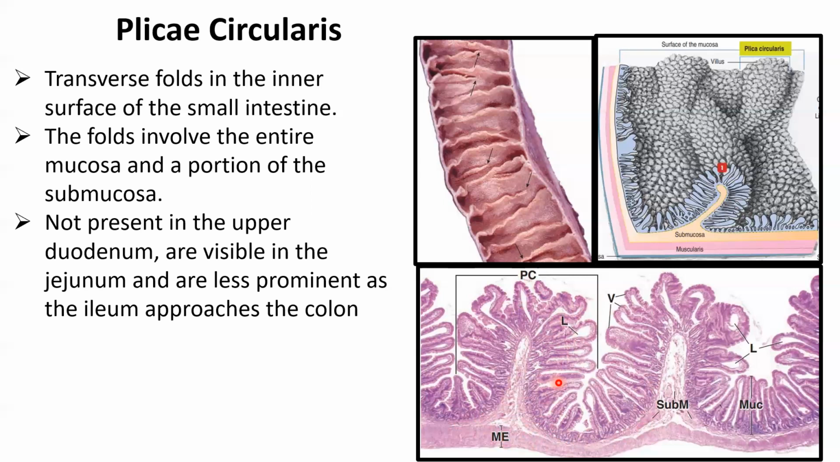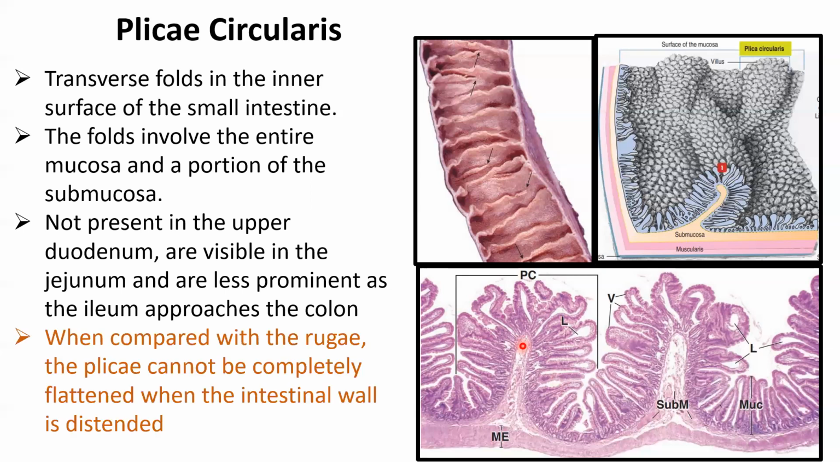So the plica circularis is not present in the upper duodenum, but you can see them in the lower duodenum, and prominent, and less prominent also at the ileum when it's approaching the colon. So basically at the beginning, at the end, they are much less. At the beginning of the small intestine, the upper duodenum, and the end of the small intestine, when the ileum actually hooks with the colon, you don't see this plica, so everything in between. So you're talking about 5-6 inches at the beginning and at the end. You cannot see those plica circularis in the small intestine.